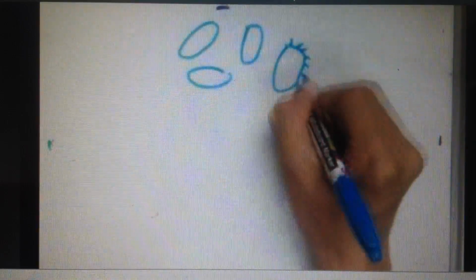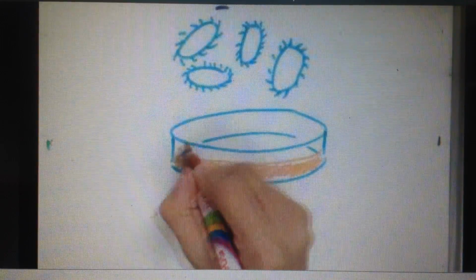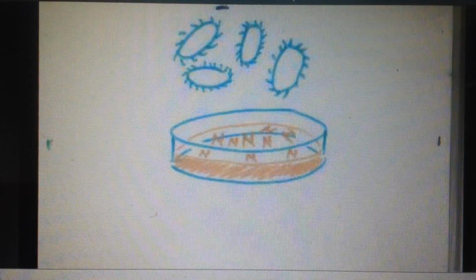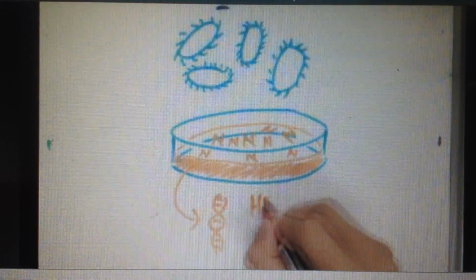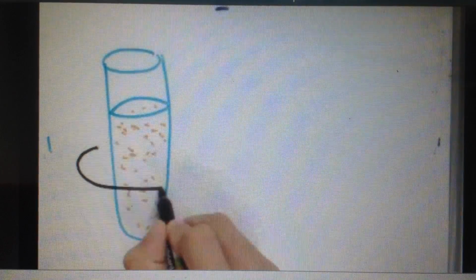They used bacteria because they can be easily grown in the lab. First, they grew the cells in a medium of nitrogen isotope N-15, which is found in the DNA. This will make all the DNA very heavy. They used centrifugation, which can separate things according to their weight.